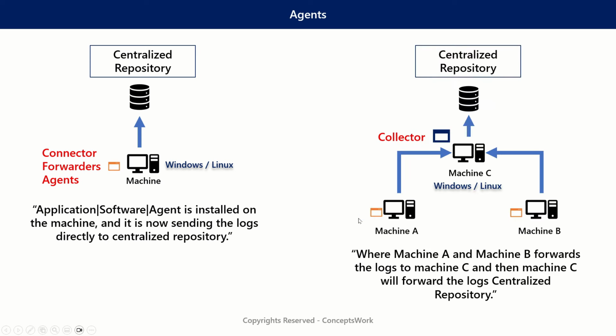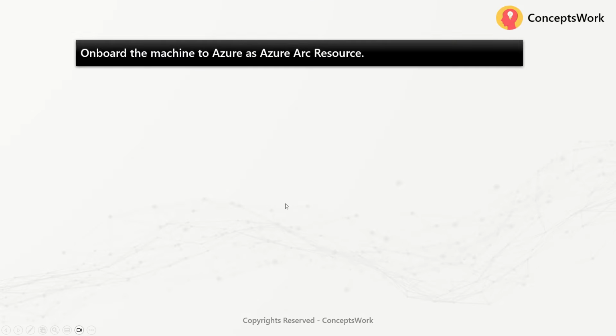The other scenario is where this particular machine, which is machine C, is actually acting as a collector, and it also has an agent. And then it can receive data from other machines or other appliances or network devices and then forward that data to the centralized repository of your SIEM solution. And in this particular video, we are going to discuss this particular scenario.